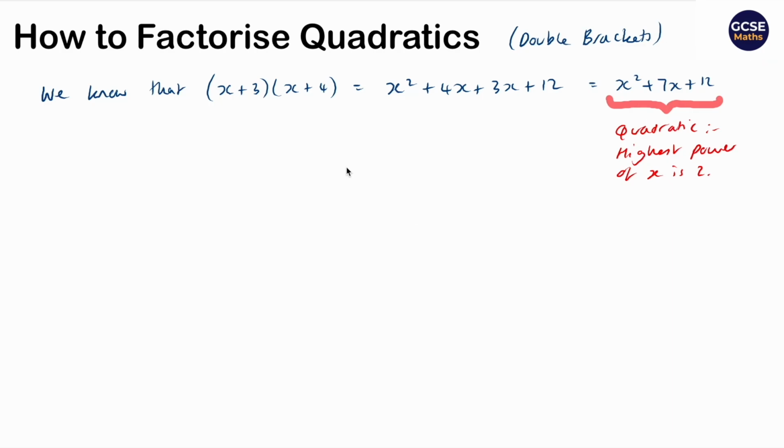Hello again. So today we're looking at factorising quadratics. A quadratic has a highest power of 2. So let's start off with what we know.